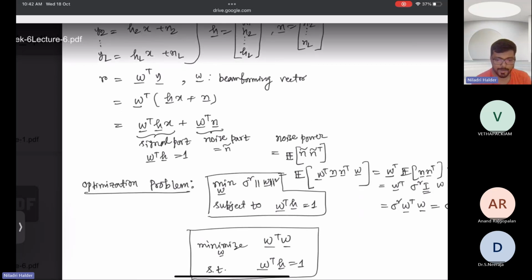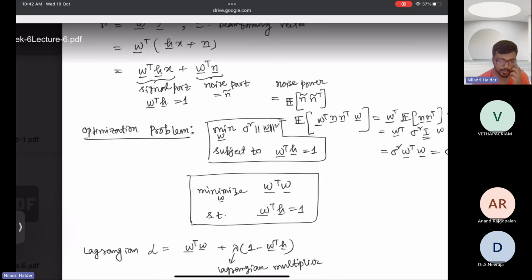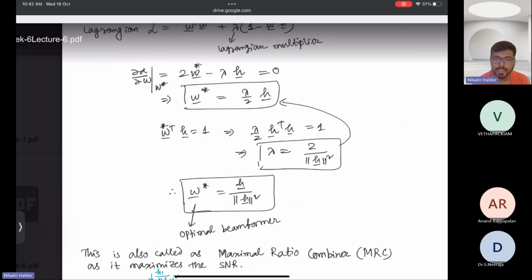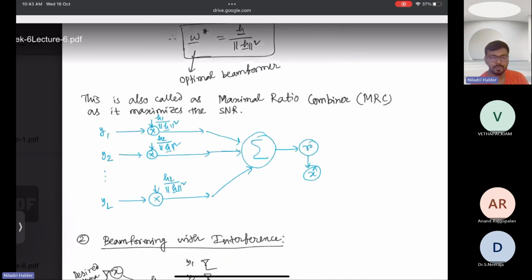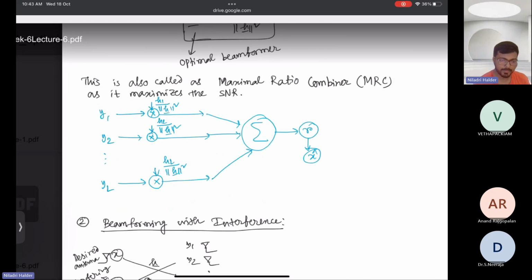So this is the optimization problem, and if you solve it, you will get the optimal beamformer vector, which is equal to h divided by norm h squared. This is the optimal beamforming vector, and this process is also called the maximal ratio combiner. Okay, so that is the name.